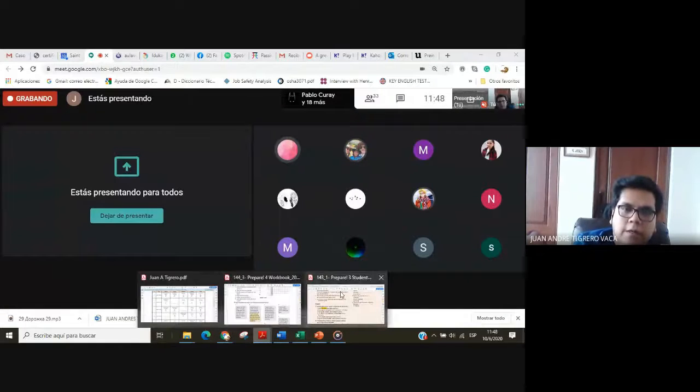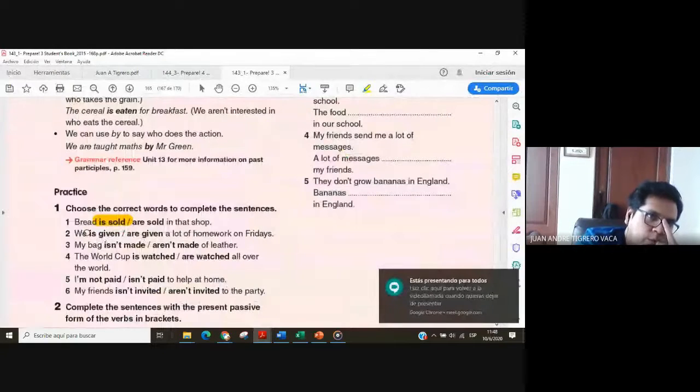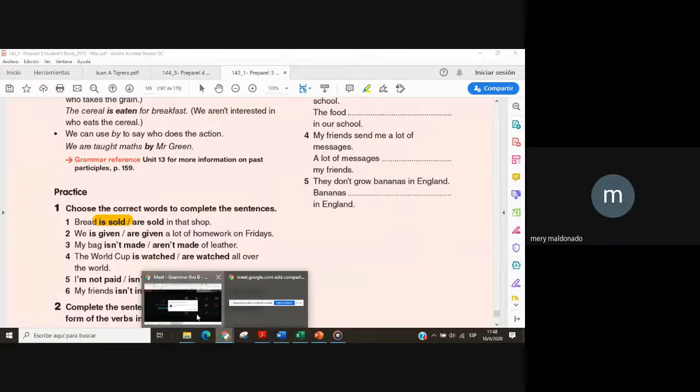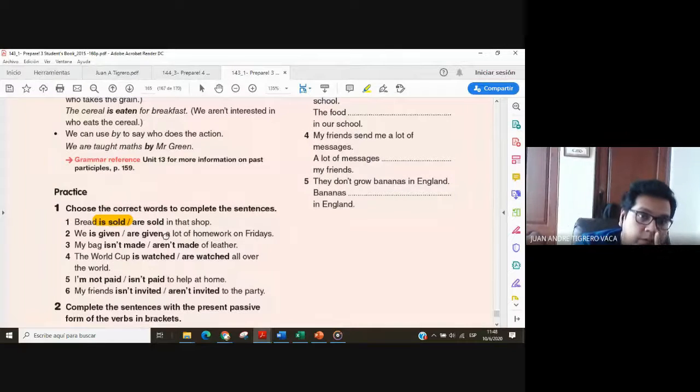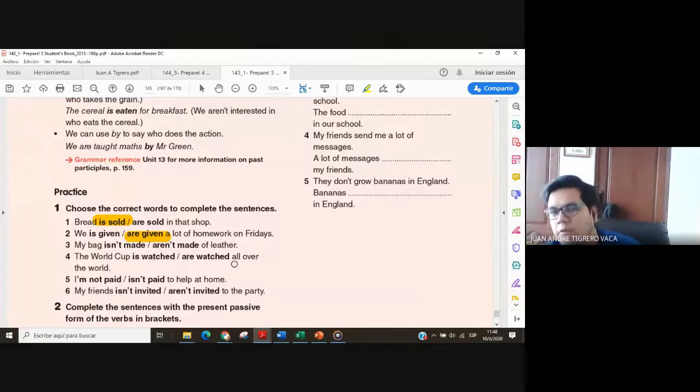Never mind. Okay. Number 2, it says we, which is the correct one? Are given. Okay. Remember this verb. The verb give, it is an irregular verb. So the past participle of give is given. You have to remember that because this is a very common verb and is used in many sentences. So we are given a lot of homework on Fridays. Okay. So number 2 is are given.